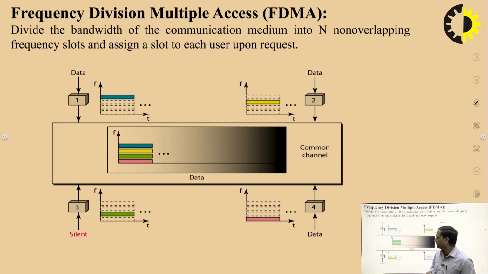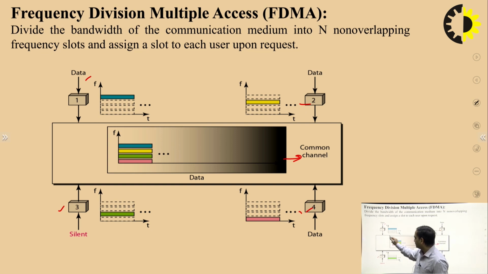When we talk about the frequency division multiple access technique, there are different users, that is user 1, user 2, user 3 and user 4, and we have one common channel through which we can transmit the data. It means how these different users can access this channel. It depends on the different multiple access techniques. Out of them, the first one is frequency division multiple access. In that, user 1 can transmit.